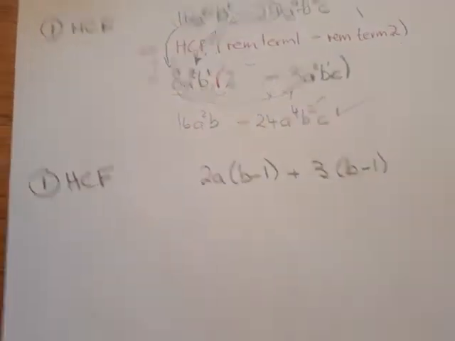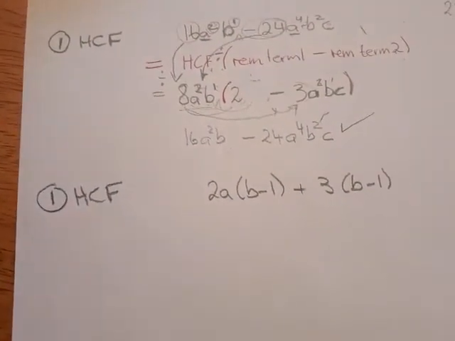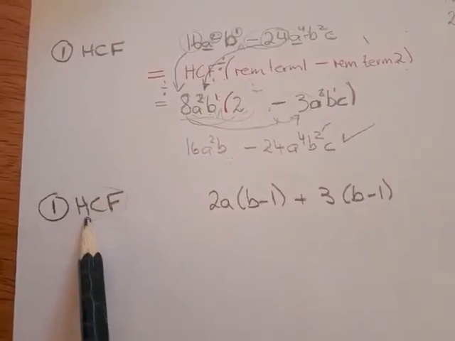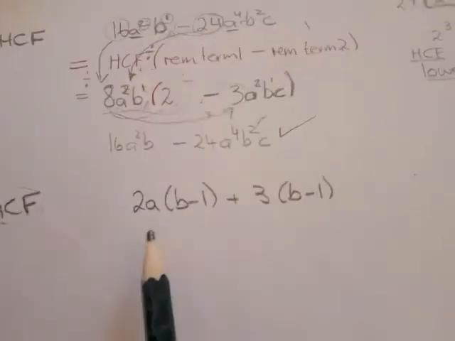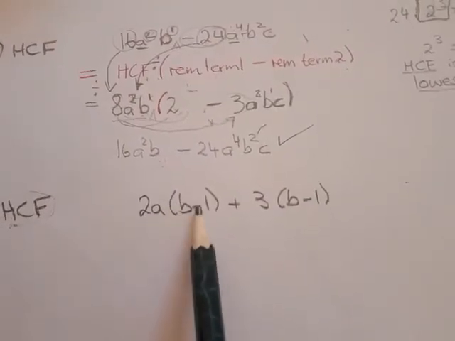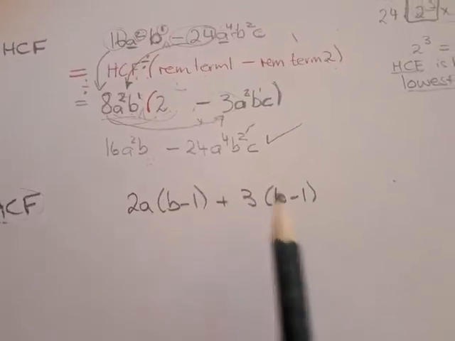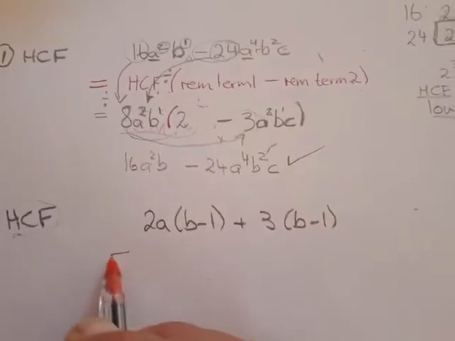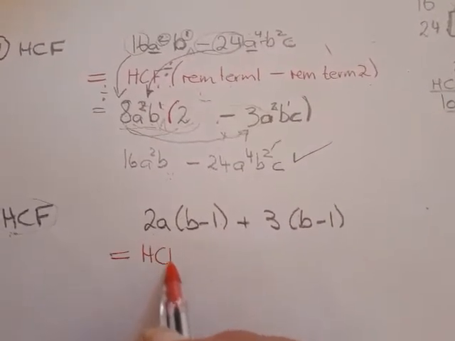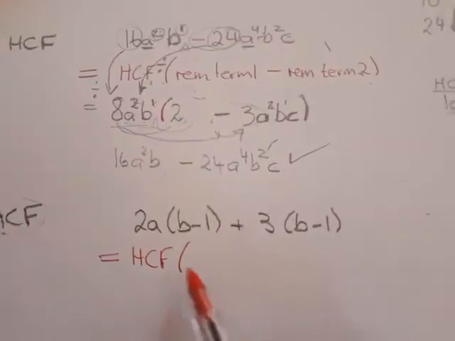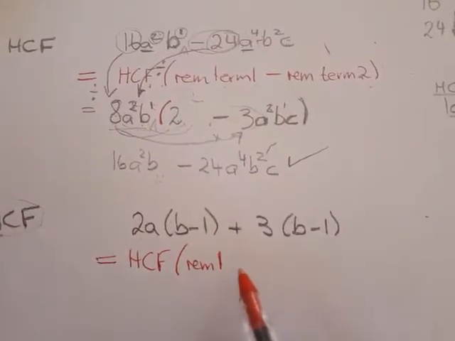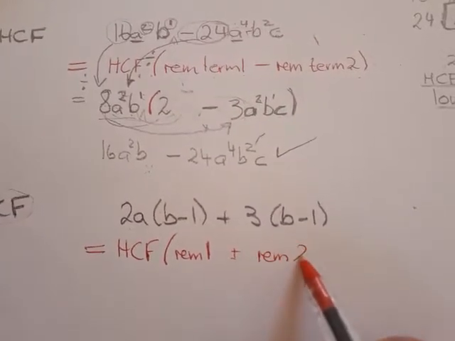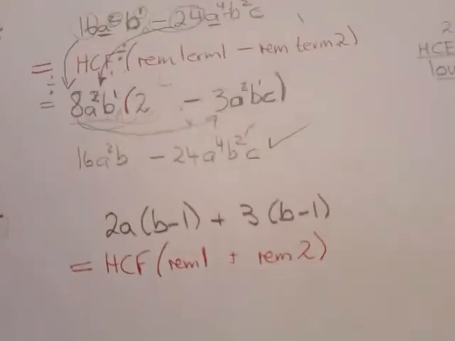Okay, for the second example in your textbooks on page 101, we are still doing the factorization by finding the highest common factor. You can look at this: 2a, then bracket b minus 1, plus 3, bracket open b minus 1. Now remember, people, what I said. Your pattern will be the highest common factor, then open bracket, remainder term 1, then plus or minus remainder term 2. That is the pattern of your answer.